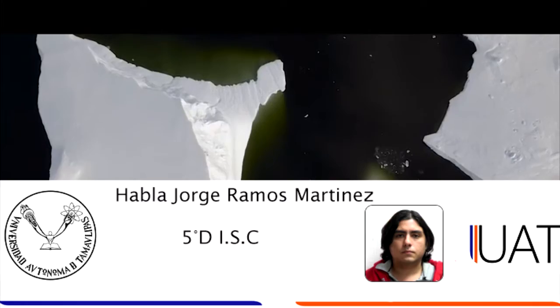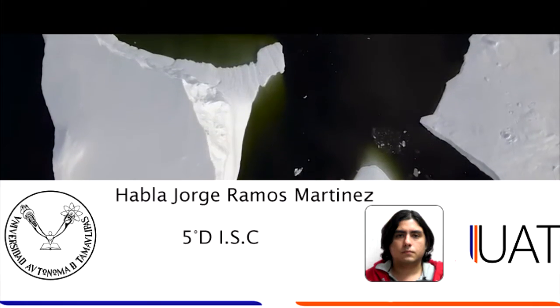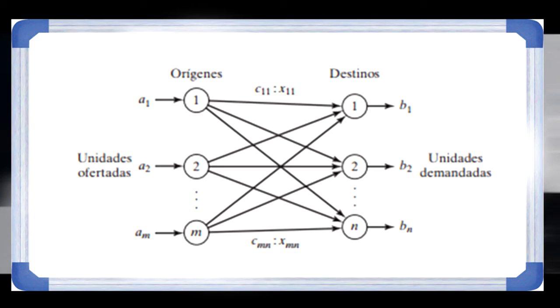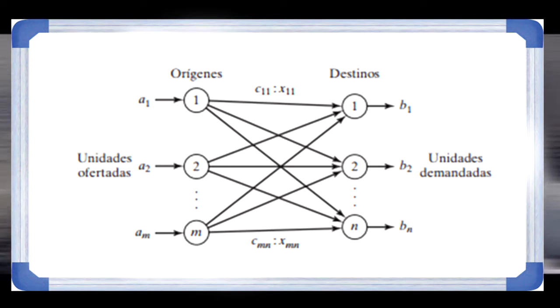Good afternoon. Today in this video we are going to explain the transportation method. The network that appears in the figure represents the problem. There are n origins and n destinations, each represented by a node. The arcs represent the routes that connect the origins with the destinations.